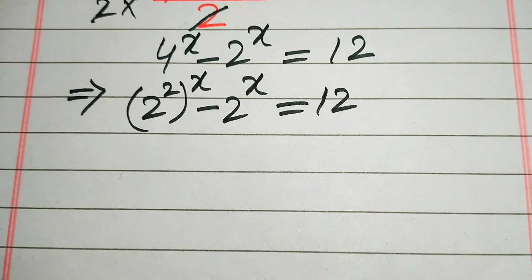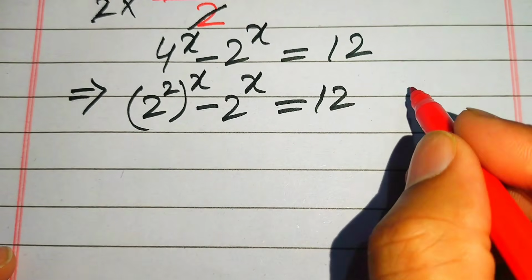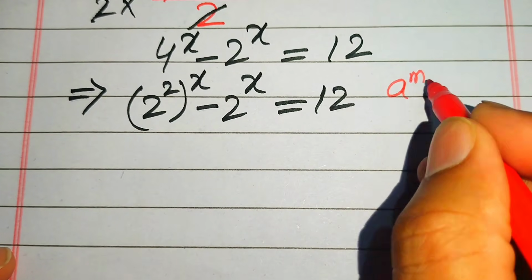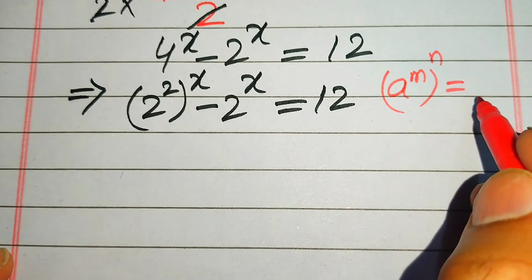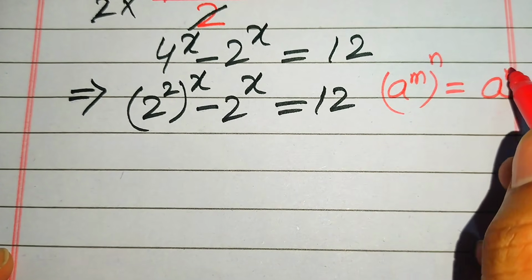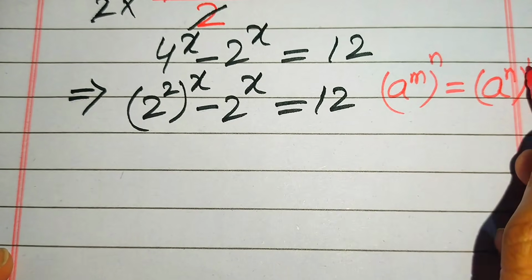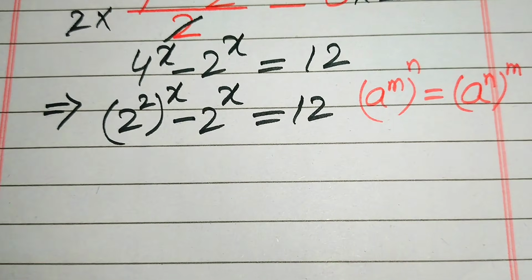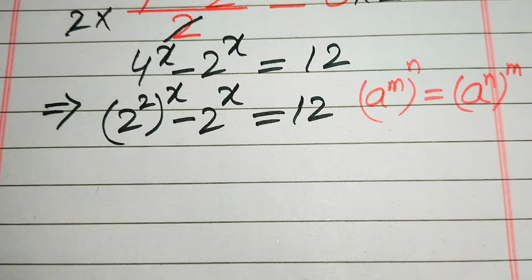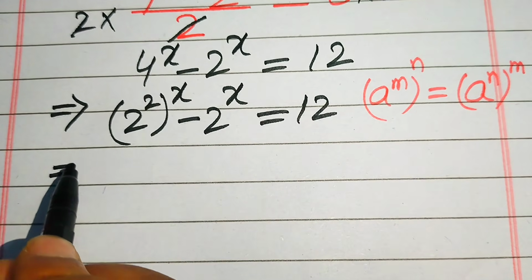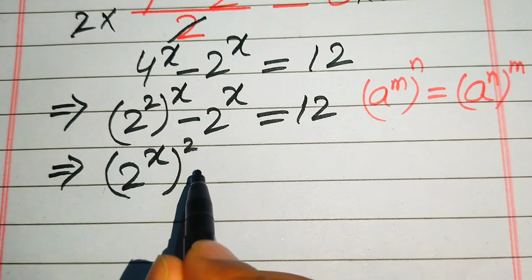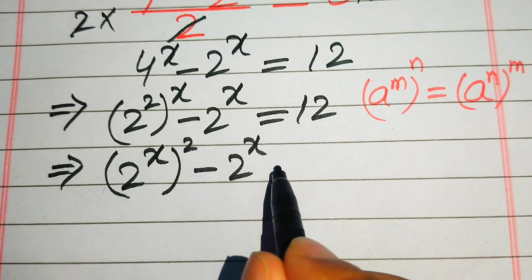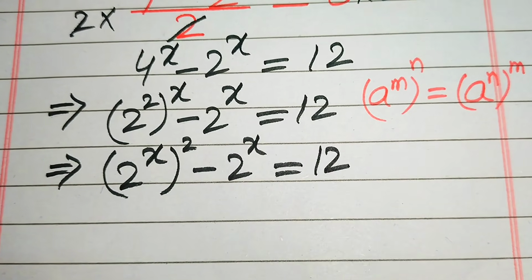Here we use the nice exponential law, and we just interchange these two exponents. We use this rule here. We know that if we have a to the power of m to the power of n, if we interchange both of these two exponents, it does not affect our final answer, and we write it as a to the power of n to the power of m. According to this rule, we interchange both of these exponents, and it will be written as 2 to the power of x, and its whole square, minus 2 to the power of x is equal to 12.